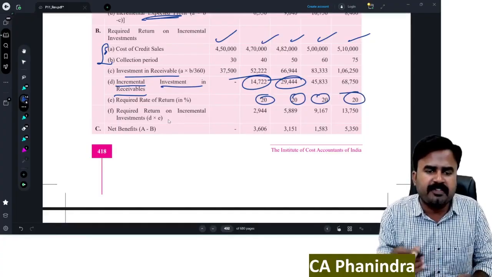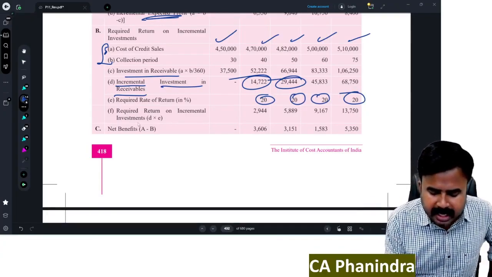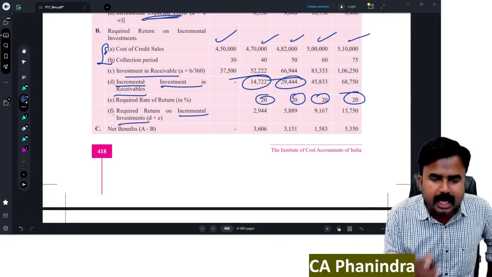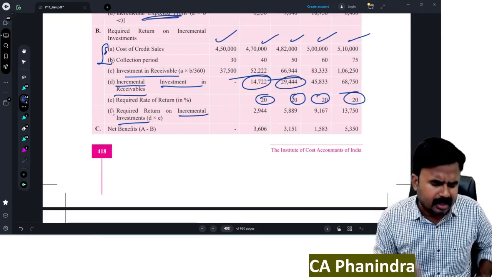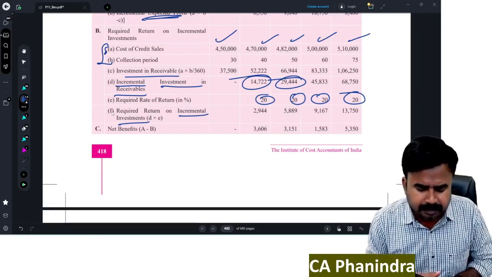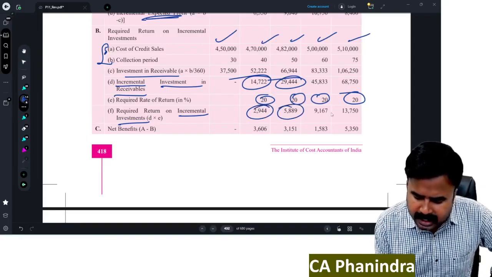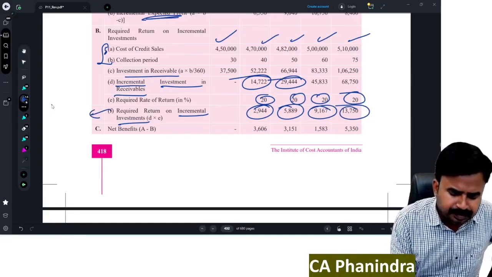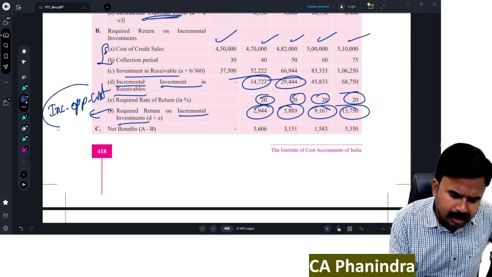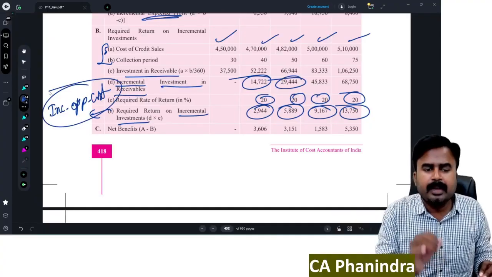Then you'll get incremental opportunity cost of investment in debtors. Additional opportunity cost, nothing but required return on incremental investment, is nothing but incremental opportunity cost on incremental investment in debtors. Nothing but additional cost of additional investment in debtors. So I got 2,944, 5,889, 9,167, 13,750. The simple term for this is incremental opportunity cost. That's simple. Incremental opportunity cost, that is more than enough. Or you can write incremental opportunity cost of incremental investment in debtors.